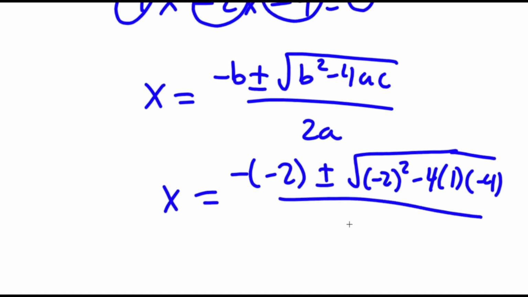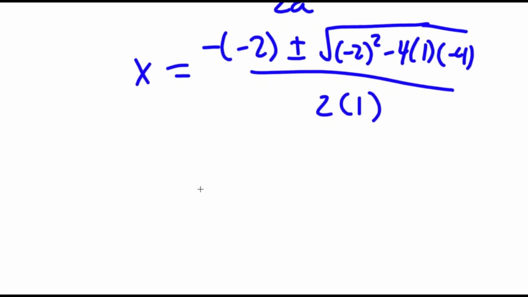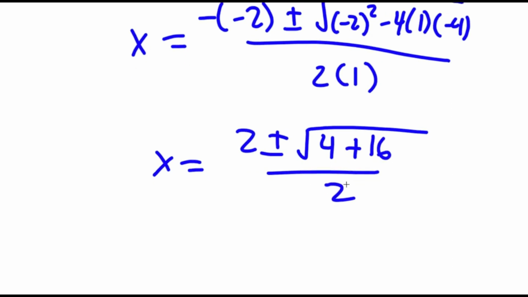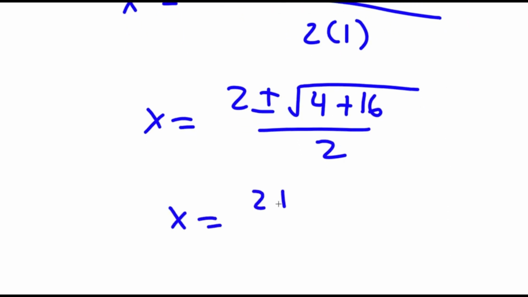And I have all of this over 2a, so 2 times 1. Now this is equal to 2 plus or minus the square root of -2 squared, which is 4, minus -4 times -4, which is positive 16, over 2. So now this is equal to 2 plus or minus the square root of 20 over 2.